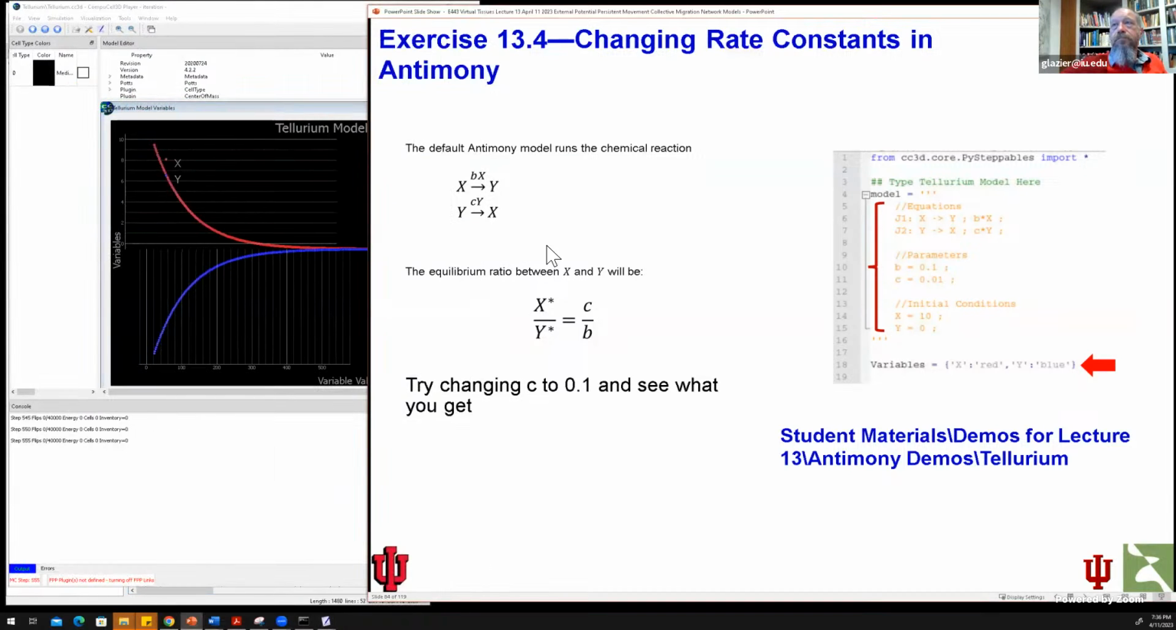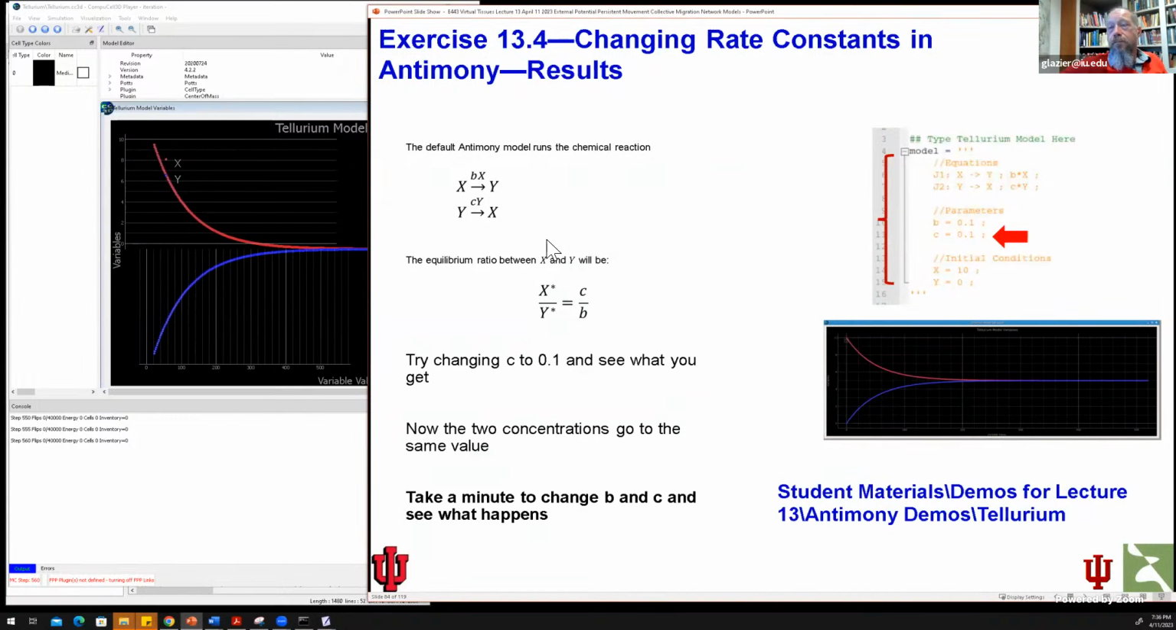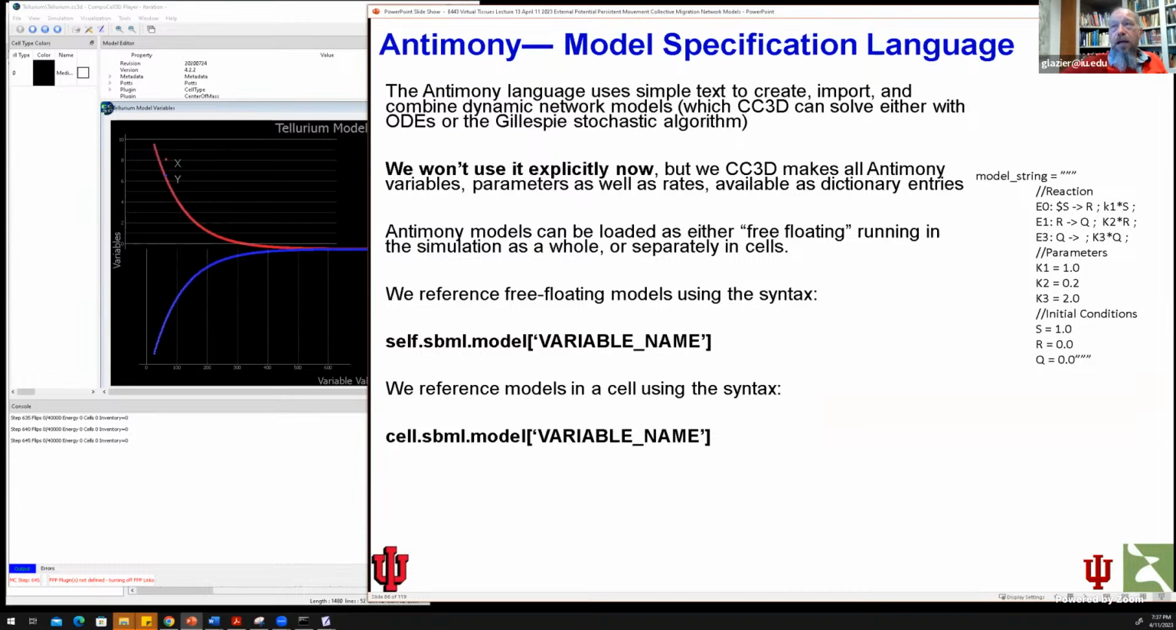Okay. And if you like, you could play with B and C a little bit and see how the rates of reaction and the concentrations change. I'd like to now walk you through, we don't have very much time. In the last 20 minutes, I want to walk you through the antimony language. How do we specify chemical reactions?